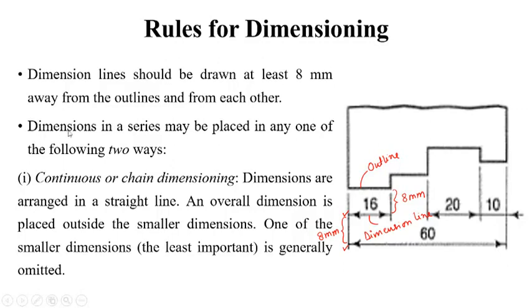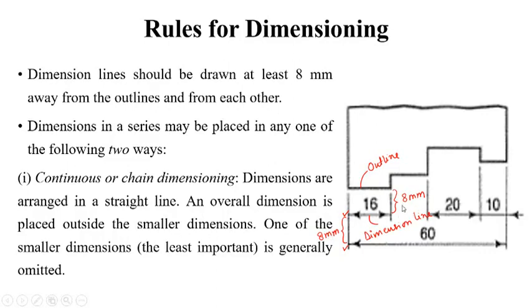Then the dimensions in a series may be placed in any one of the following two ways. The first is the continuous or chain dimensioning. So dimensions are arranged in a straight line. So you can see here all the dimensions are arranged in a straight line. And overall dimension is placed outside the smaller dimension.